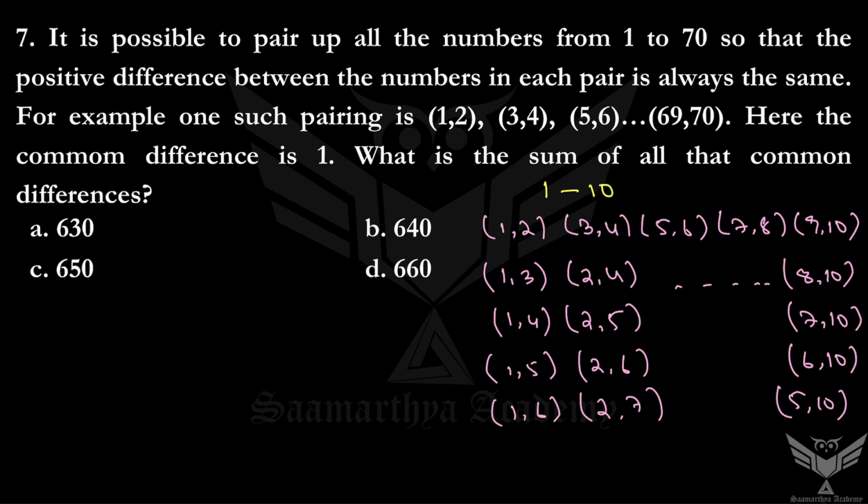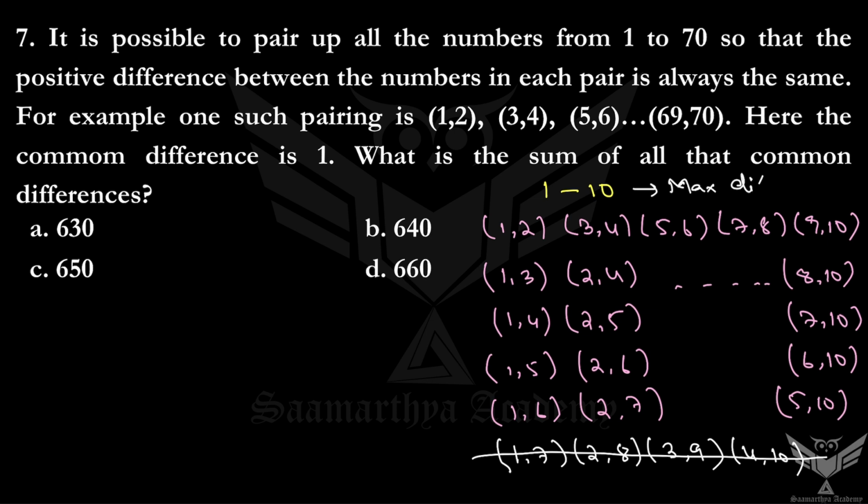Now only these 5 arrangements are possible. If you want to take 1, 7, then it will be 2, 8, then 3, 9, then 4, 10. We are missing 2 numbers, that is 5 is missing, 6 is missing. So it is not possible to consider all the numbers. Now what we understood: for a range of 10, the max difference can be 5, that is exactly half of the range. Now for 1 to 70, the max difference is 35, half of 70.